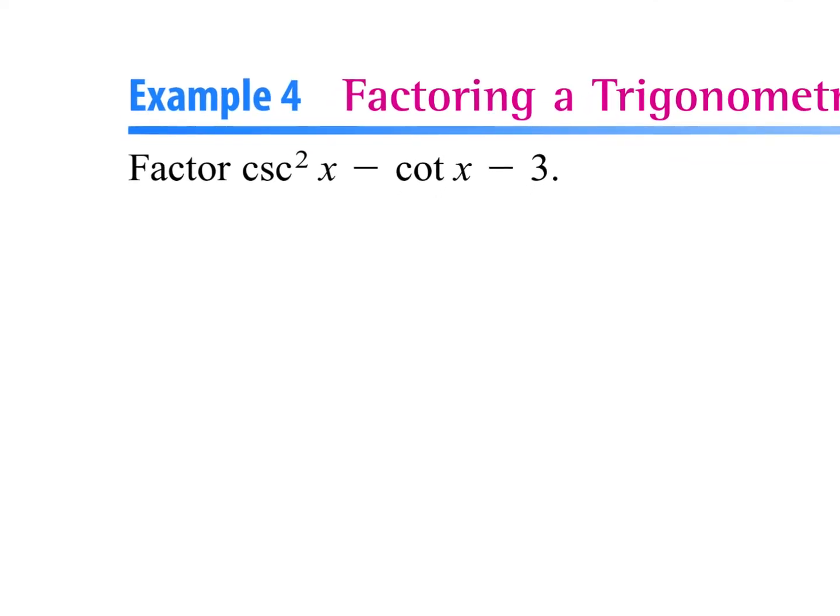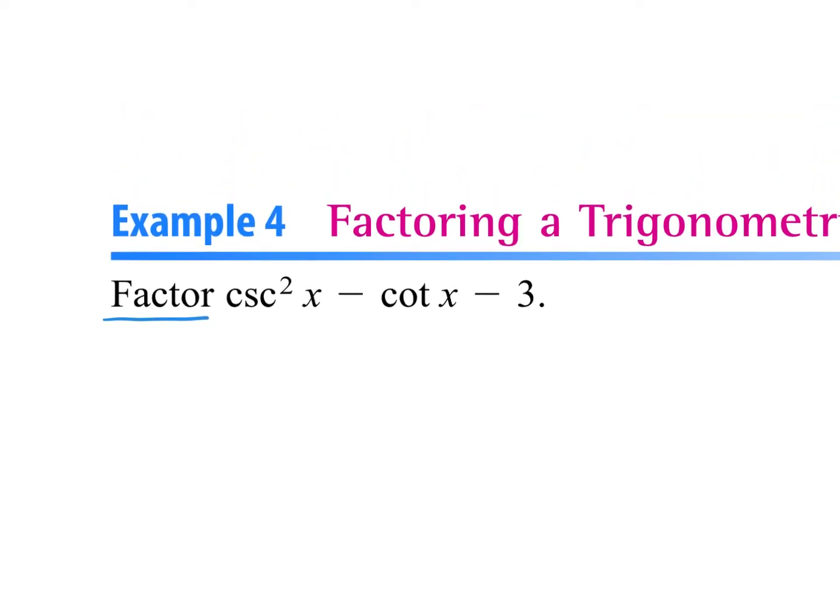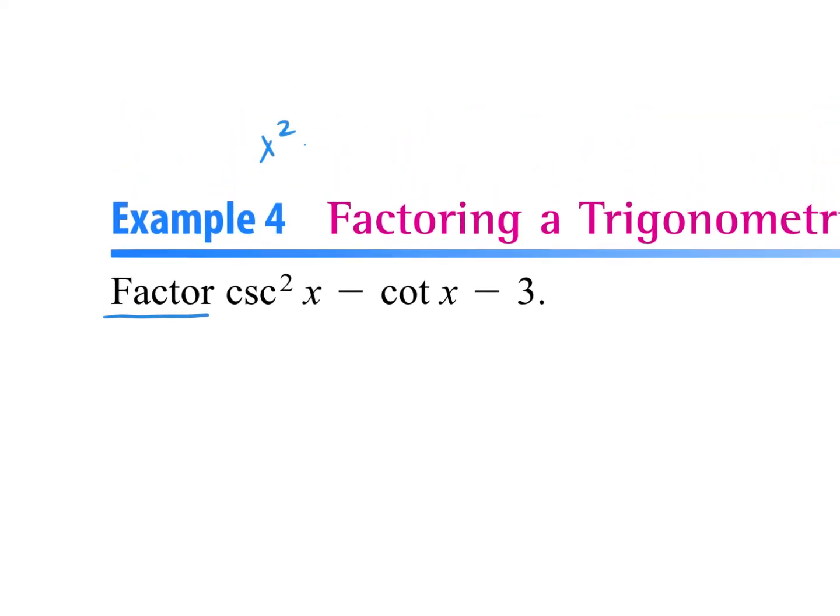So for example 4, we're factoring again. The only difference is here I have two different trig functions. This is like saying x squared minus y minus 3. Could I factor this? No, because I have two different variables here. So I need to make them the same variable. So what we would do is anything that is squared, or squared term, we want to look at our Pythagorean identities, because we can change the squared trig function to something different.